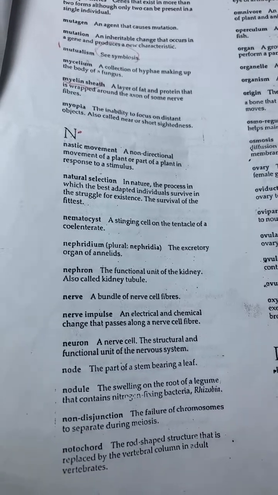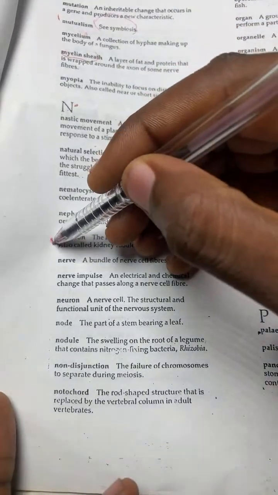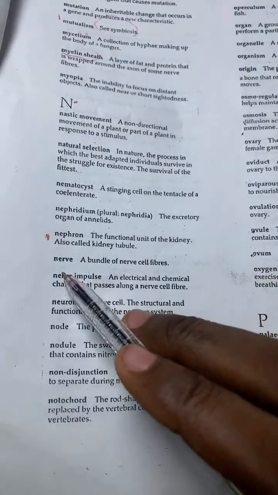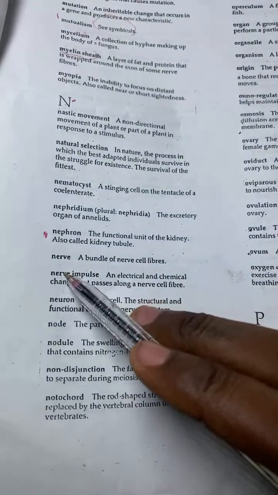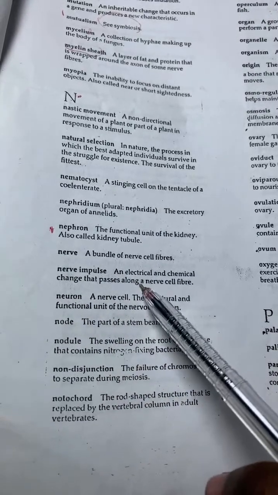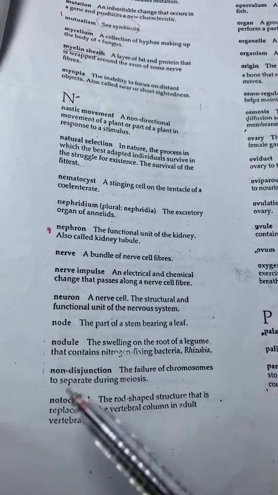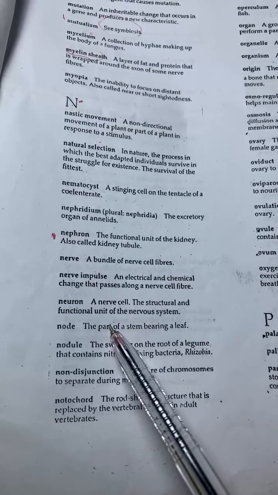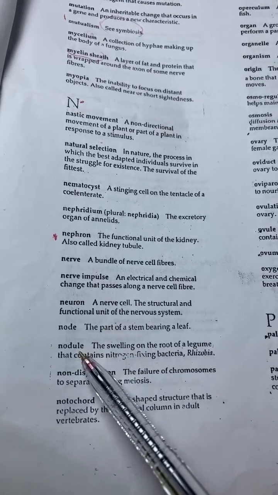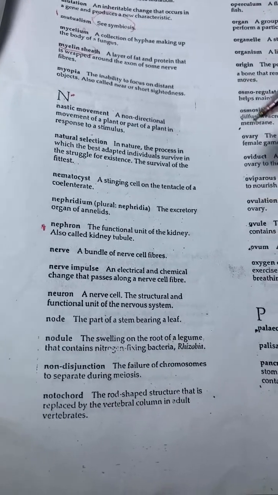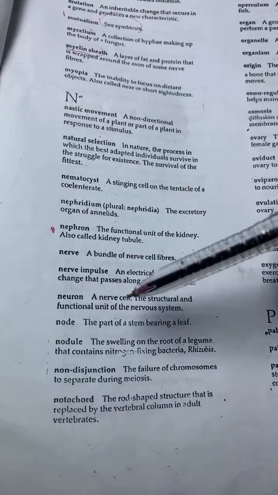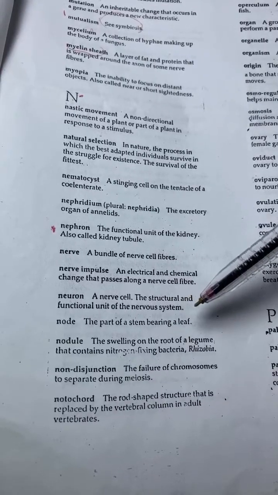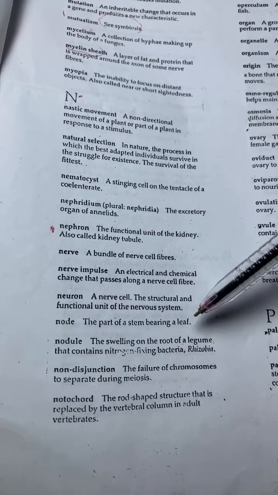So let's move on. We have nephron. A nephron is the functional unit of the kidney. It's also called the what? The kidney tubule. Right? We have a nerve. A bundle of nerve cell fibers is called what? A nerve. Nerve impulse is an electric and chemical change that passes along a nerve cell fiber. A neuron is a nerve cell, the structural and functional unit of the what? Of the nervous system. That's your neuron for you. We have the node, the part of the stem bearing the leaf is called what? A node. Now, nodule, where we say root nodules, is the swelling on the root of a legume that contains nitrogen-fixing bacteria, Rhizobia or Rhizobium. That's the nodule.